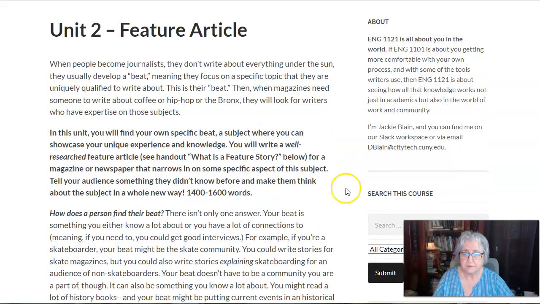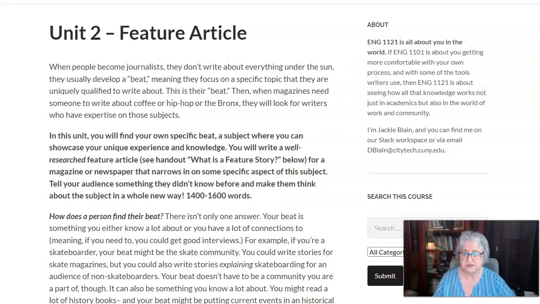Okay. The length is, and then you're going to write it for a specific audience. There's no such thing as an audience of everybody. There just isn't.